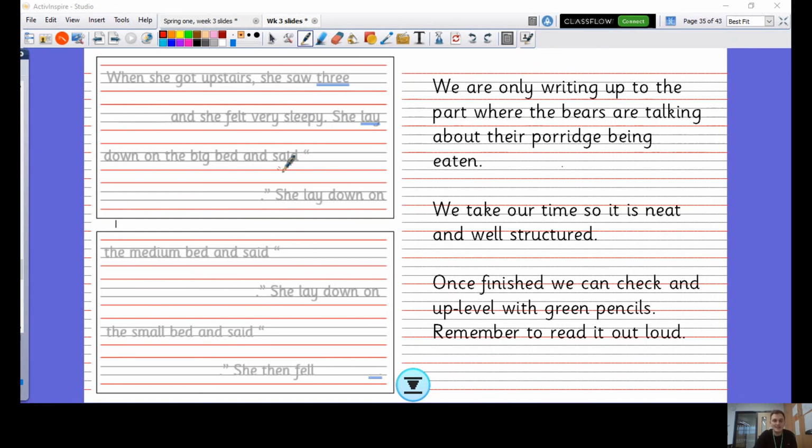She lay down on the big bed and said, well, we know what she said. She said, this bed is too hard. She lay down on the medium bed and said, you guys can tell me. She lay down on the small bed and said, you guys can tell me. She then fell asleep. And then you'd go on to the part where the bunnies came home, and we're only getting up to the part where they have seen someone, where they know that someone has been eating their carrots.